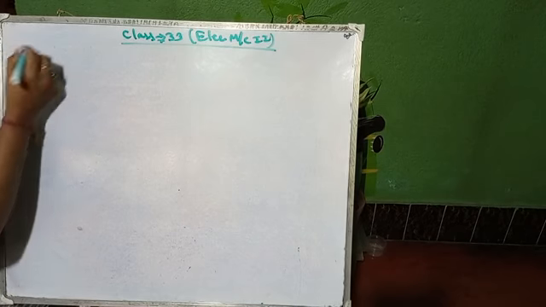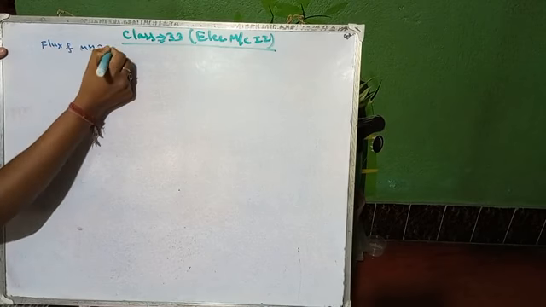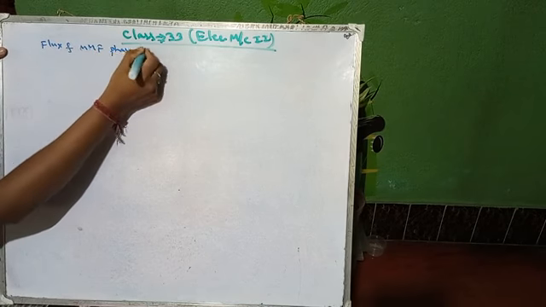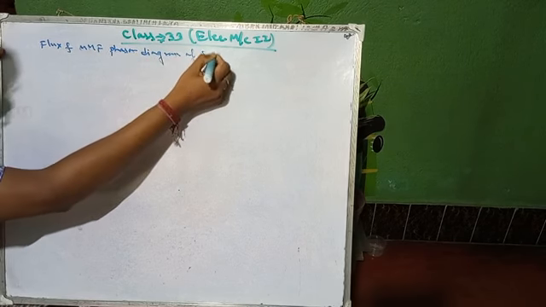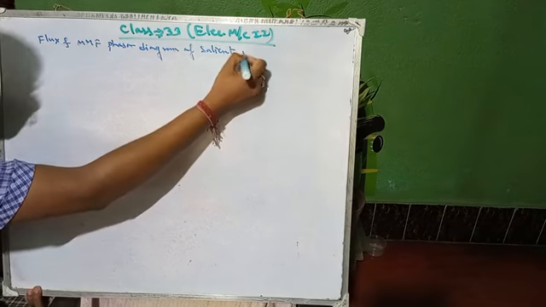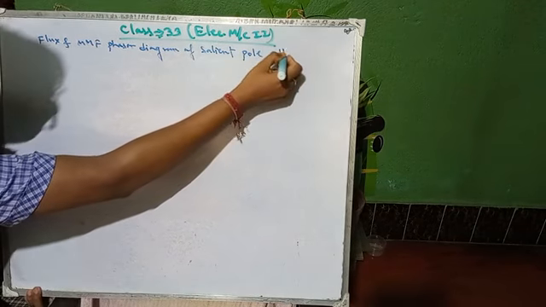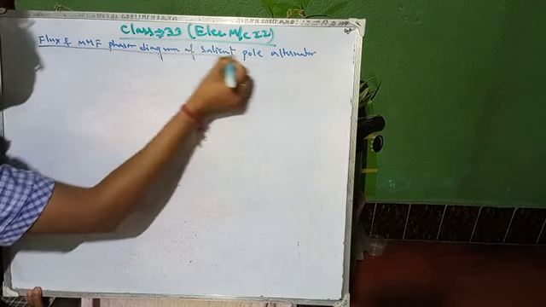Okay. So in this class I will discuss the flux and MMF phasor diagram of salient pole alternator. Previously it was cylindrical pole rotor, and for this case it is salient pole alternator.